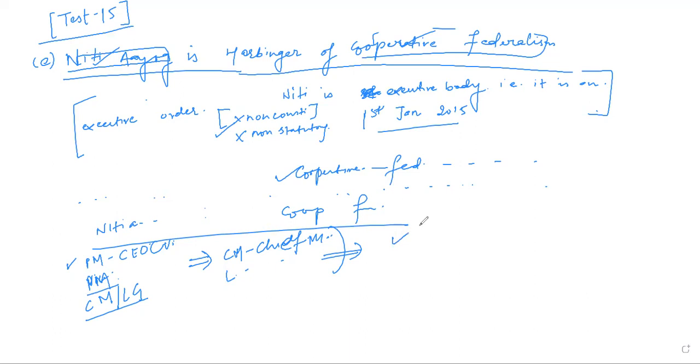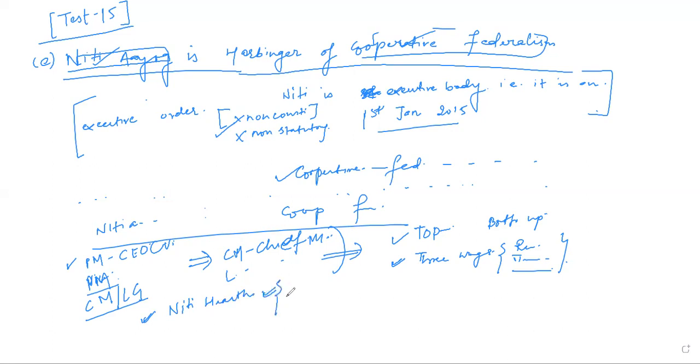Second point, earlier the Planning Commission used to have a top to bottom approach, but this is a bottom up approach. Third point, you will write about the three wings of Niti Aayog: the research wing, the Team India wing, and the third wing, innovation and cooperation by the states. Then you will mention how it is helping, like Niti Aayog's health index, monitoring the health of the states and awarding them on this parameter.